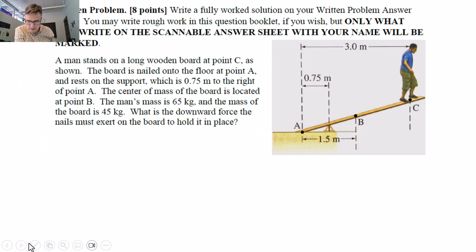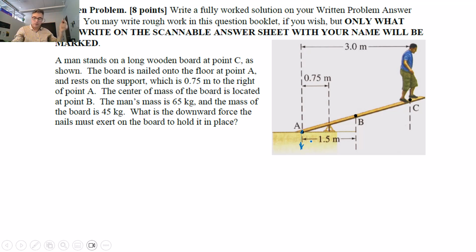Okay, the written problem says a man stands on a wooden board at point C as shown. The board is nailed to the floor at point A, so there's a downward force there, I think, from the nails. Then it's held up by a support, 0.75 meters to the right of point A. The center of mass is located at point B. The man's mass is 65 kilograms and the mass of the board is 45 kilograms. What is the downward force the nails must exert on the board to hold it in place?